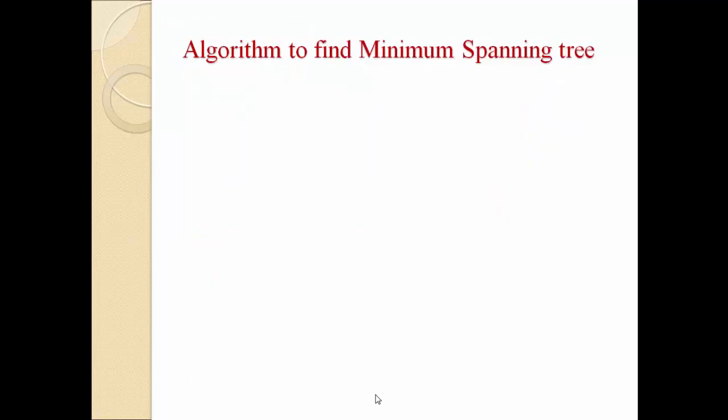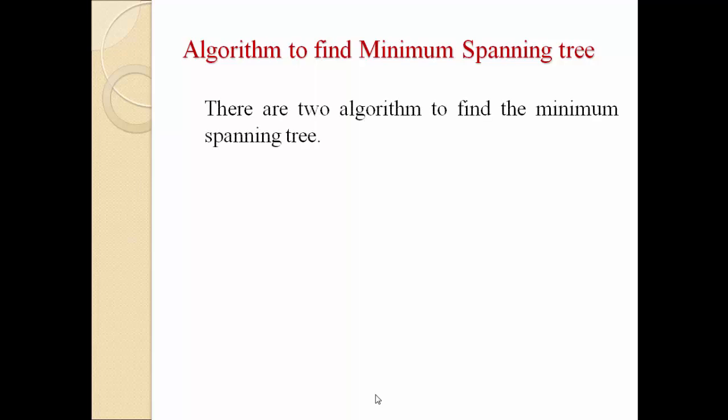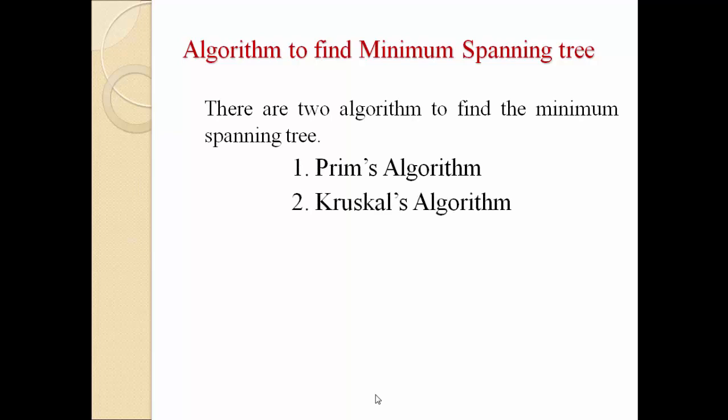Now, algorithms to find the minimum spanning tree. We have basically 2 algorithms to find the minimum spanning tree. One is Prim's algorithm. Using that we can find the minimum spanning tree, and the second one is Kruskal's algorithm. This is also used to find the minimum spanning tree of the graph.